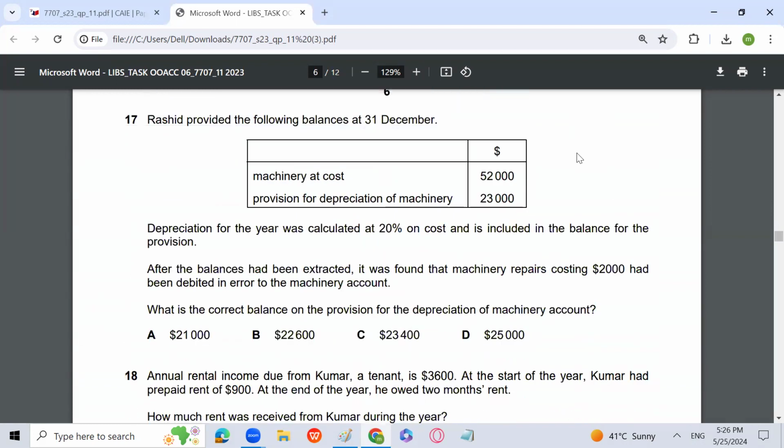Rashid provided the following balances at 31st December. Machinery at cost, provision for depreciation. Depreciation for the year was calculated at 20% on cost and is included in the balance for the provision. After the balances had been extracted, it was found that machinery repair costing 2,000 had been debited in error to the machinery account. What is the correct balance on the provision for depreciation account of machinery account?